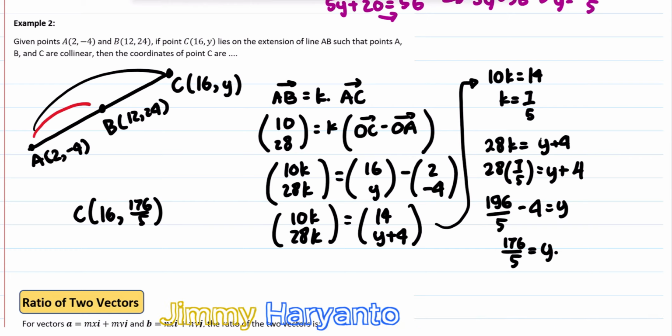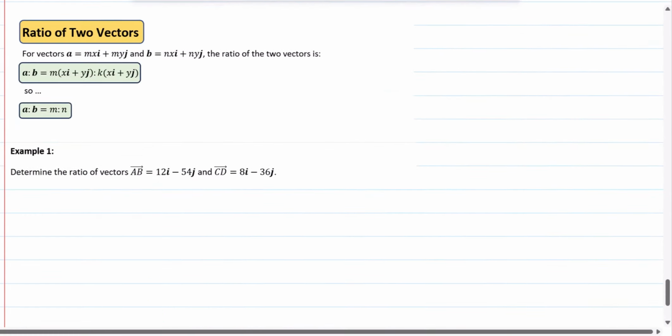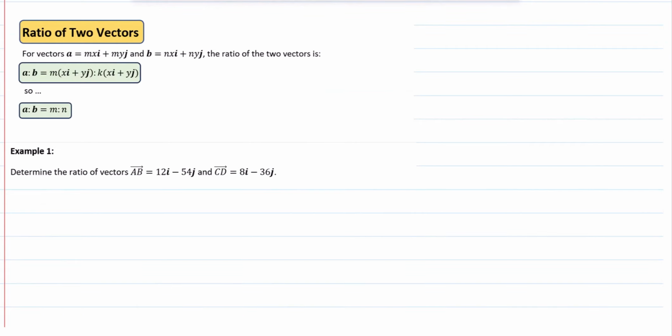Okay, next, ratio of two vectors. For vectors A equals mxi plus myj and B equals nxi plus nyj, the ratio of the two vectors will be like this. A to B equals m open brackets xi plus yj to n times xi plus yj. Because the xi plus yj is the same, you can cross it out, and then we will have the ratio of the vectors.